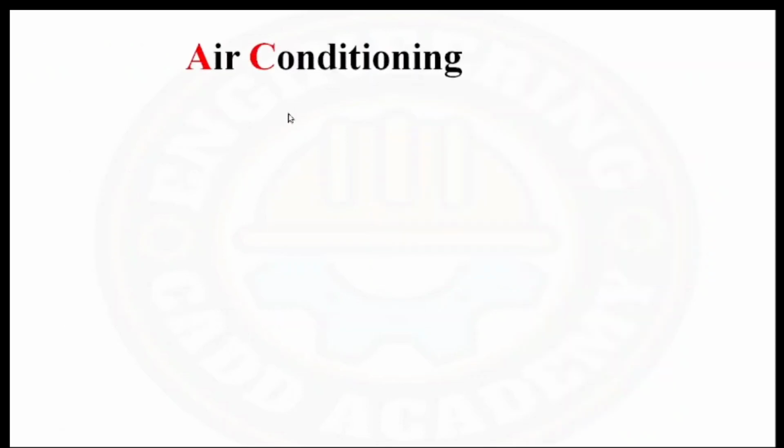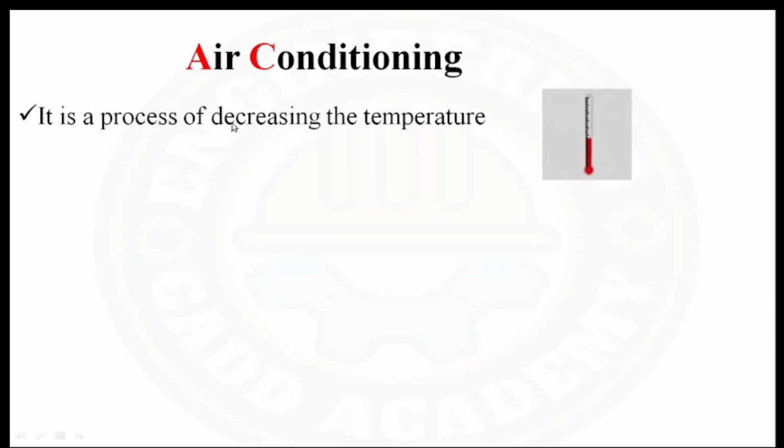Now coming to air conditioning. What is air conditioning? It is the process of decreasing the temperature. It is completely opposite of heating. In heating, we increase the temperature; in air conditioning, we decrease the temperature. In India we use air conditioning because the temperature is above 30, around 30 to 35, in the summer season. To bring the temperature into the comfort zone of 20 to 25, we reduce the temperature. So the first work of air conditioning is to decrease the temperature.